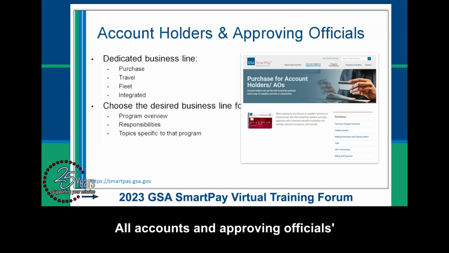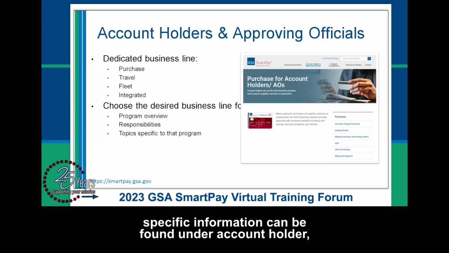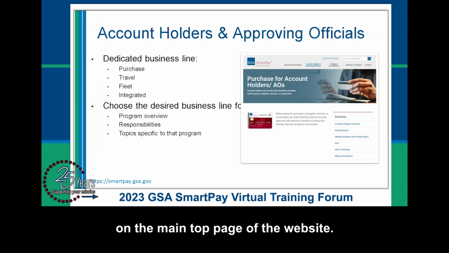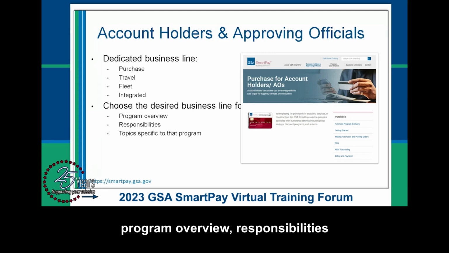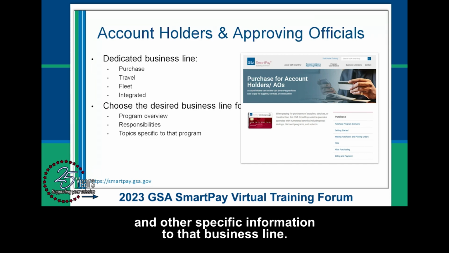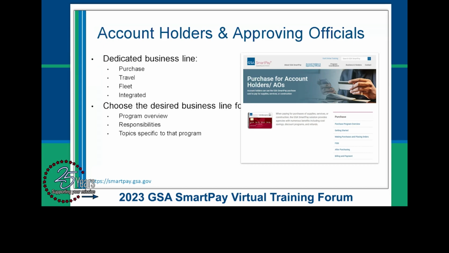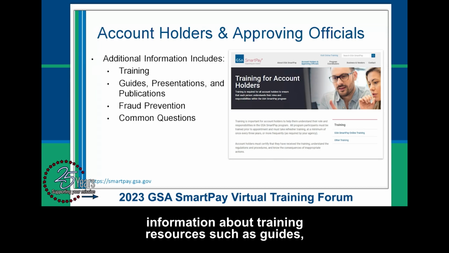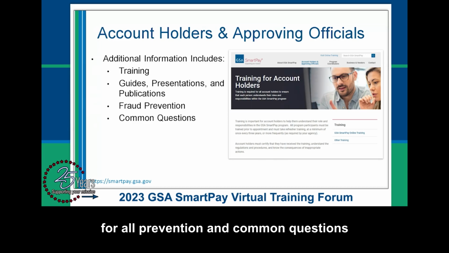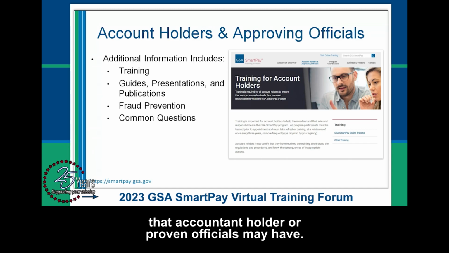All account and approving official specific information can be found under the account holder and approving official tab on the main top page of the website. From here, account holders select either purchase, travel, fleet, or integrated. Some of the topics discussed in this section include program overview, responsibilities, and other specific information to that business line. In addition, under the account holder and approving official tab is information about training, resources such as guides, presentations, and publications, fraud prevention, and common questions that account holders or approving officials may have.